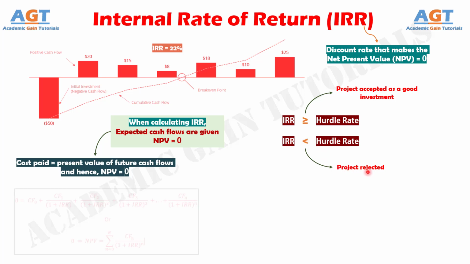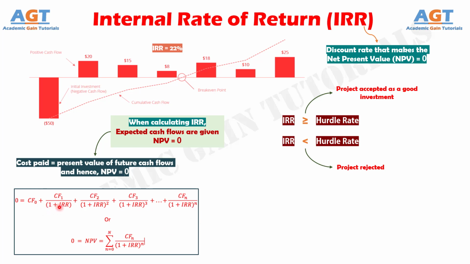The IRR formula is as we can see here. In this formula, CF1, CF2, CF3, up to CFN, represent cash flow, CF0 represents the initial investment, the small letter n represents each period, the capital letter N represents the holding period, NPV represents net present value, and as we know, IRR represents the internal rate of return.